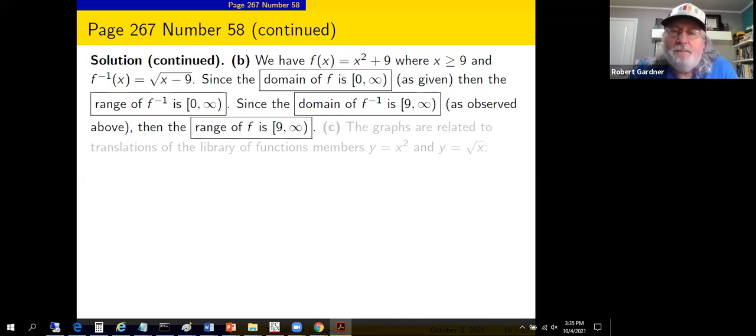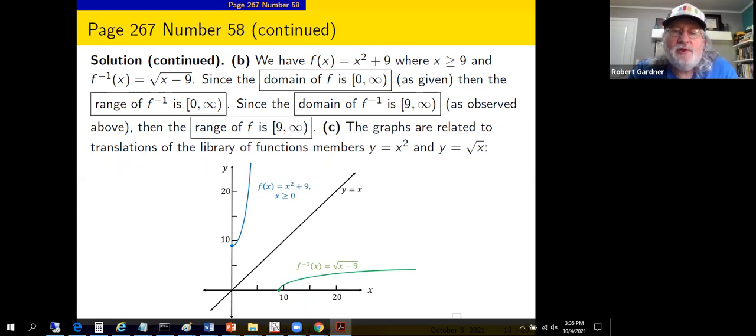So the graphs look something like this: x squared plus 9 for x greater than or equal to 0. It's the parabola y equals x squared, shifted up 9 units. And we've erased the part where x is less than 0 and only kept the part where x is greater than or equal to 0.